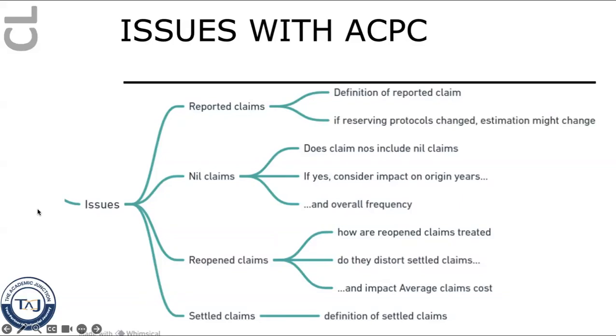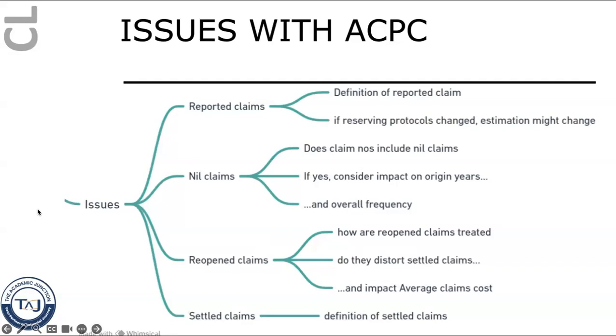All right. The next point is with respect to reopen claims, right? The biggest issue with ACPC is how are reopen claims treated? So I'll give you a simple example, and this is a practical example that you probably would have faced. Let's say that a client takes a policy on January 1st, 2023. In June 2023, he files a claim. And in October 2023, that claim gets rejected.